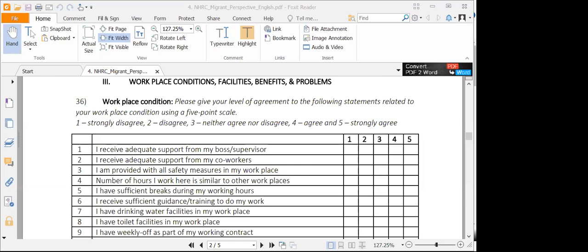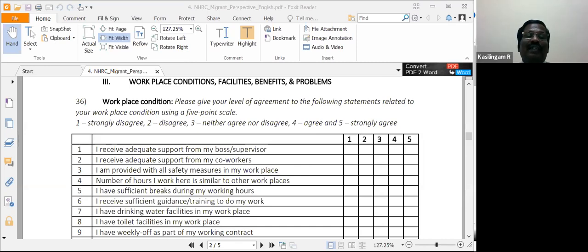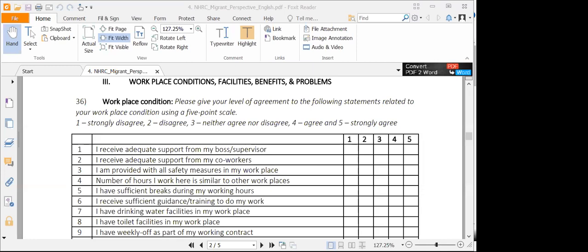So now let me perform frequency analysis. Let us see. Once you have clicked, it will be there automatically. Let me remove this. I'm putting only frequency. Sir, that screen is not visible right now. Only the workplace condition screen is visible, sir.